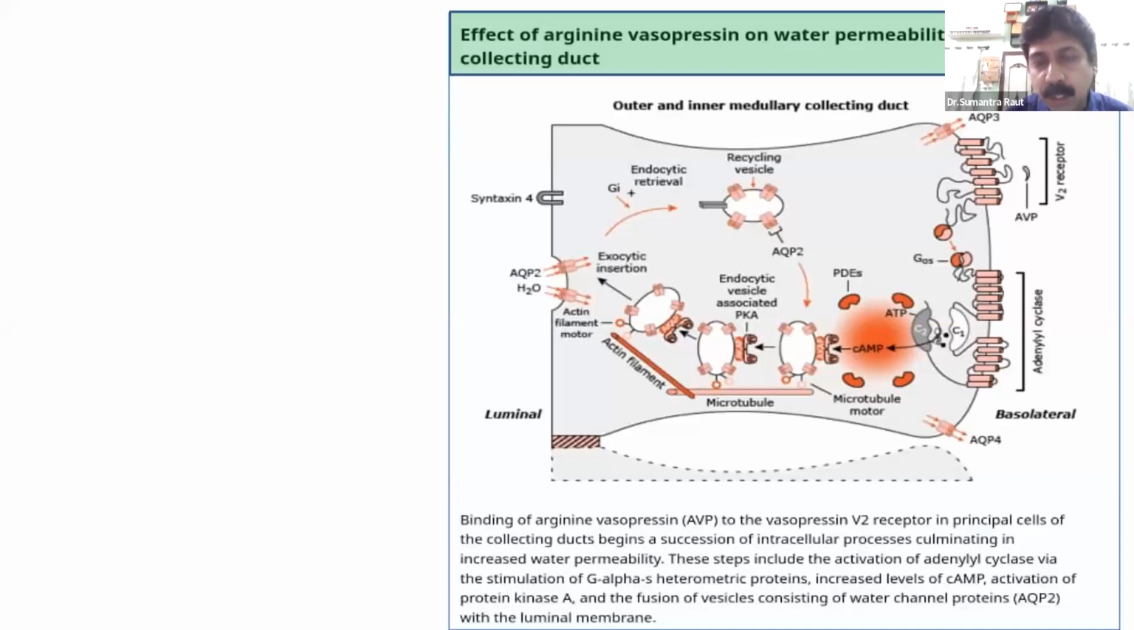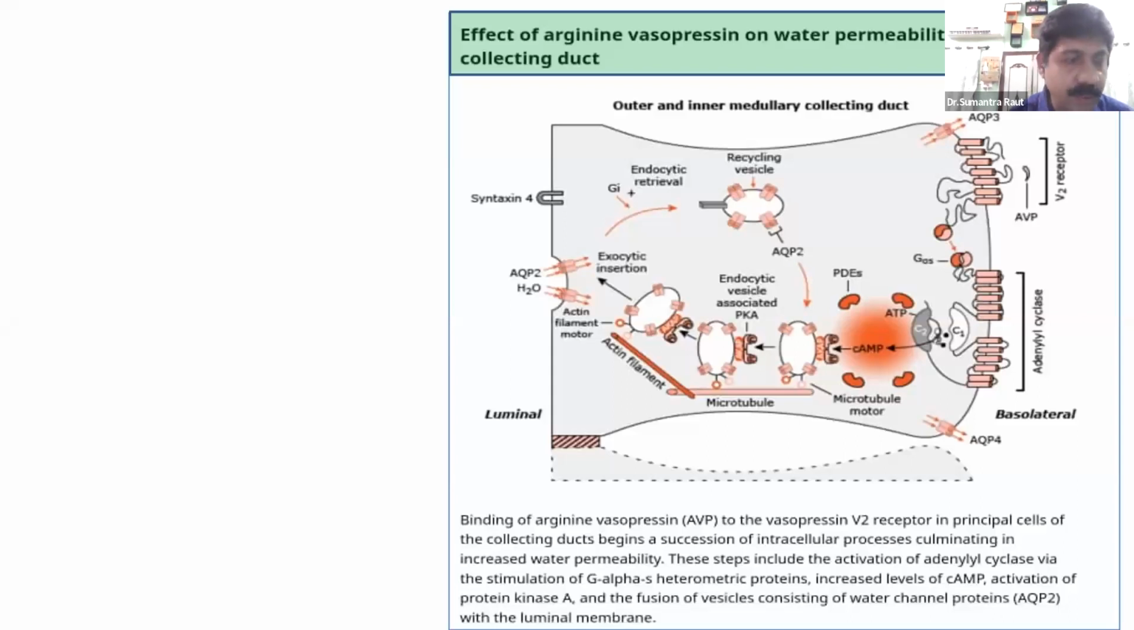So this is another picture of how ADH acts in the collecting duct. Here ADH basically works through the V2 receptors. These receptors, upon stimulation with ADH hormone, open some water channels, also called aquaporin 2 channels, which are endocytosed into the cells. This is the luminal side. This right side is the basal part.